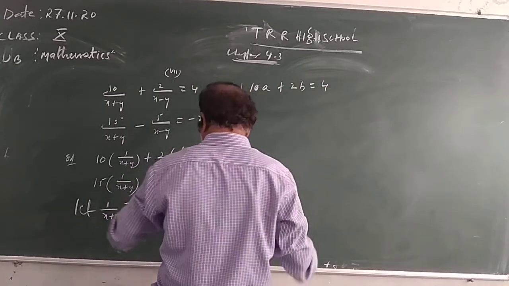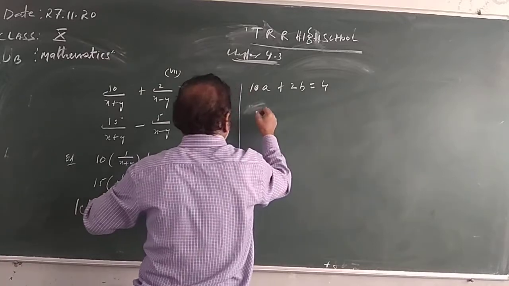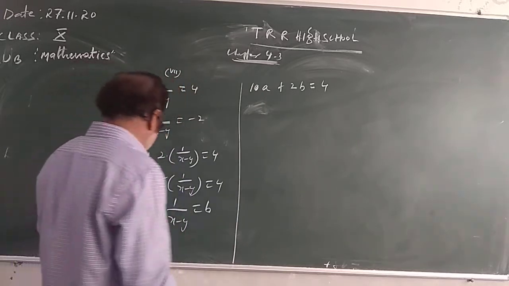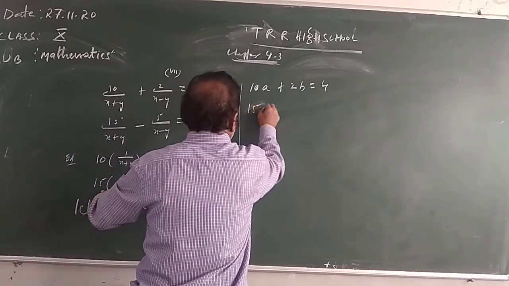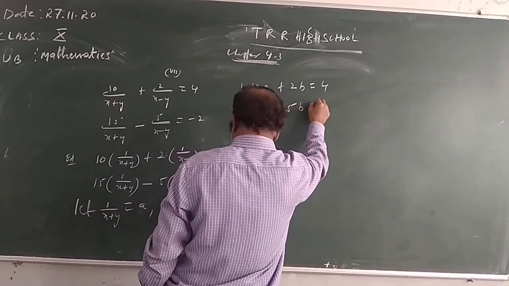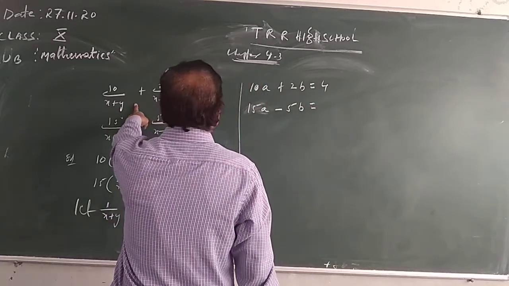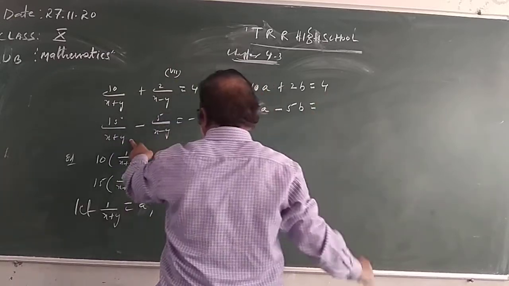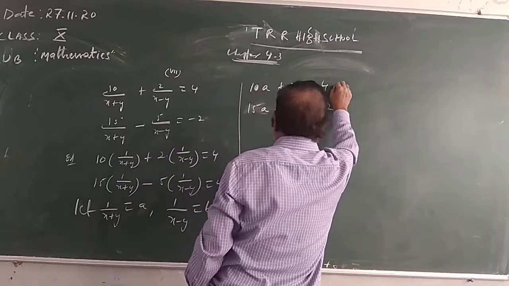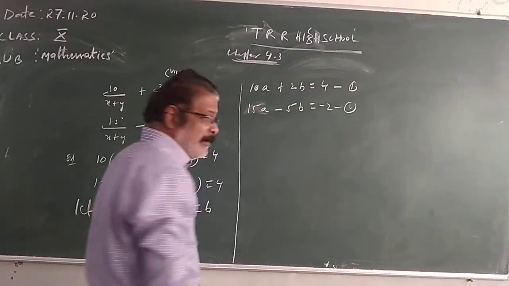Now, this is the equation: 10a plus 2b is equal to 4. Next, 15a minus 5b is equal to minus 1. So 10a plus 2b is equal to 4, 15a minus 5b equal to minus 1. This is the first equation. This is the second equation. Do it by the elimination method.